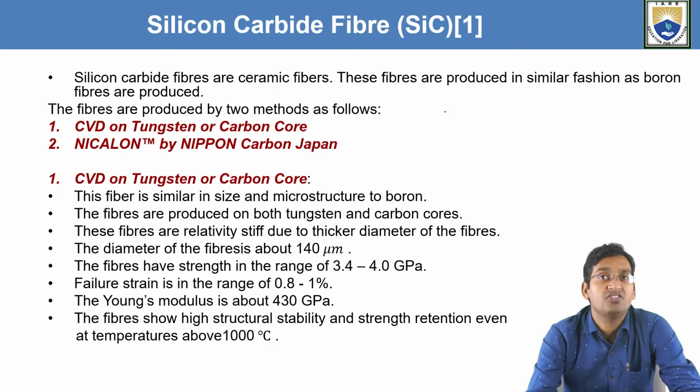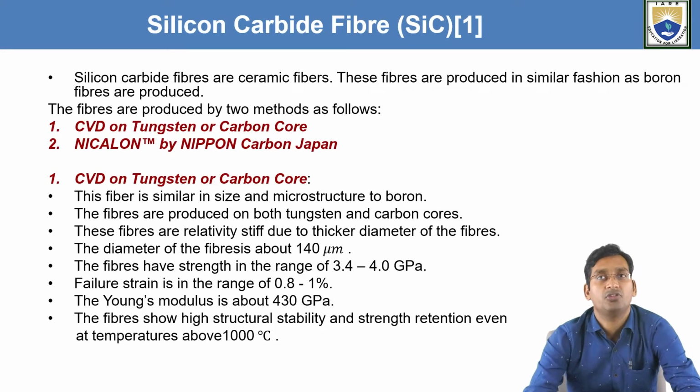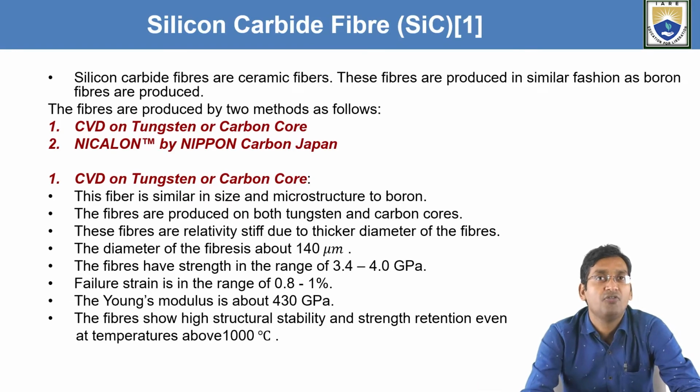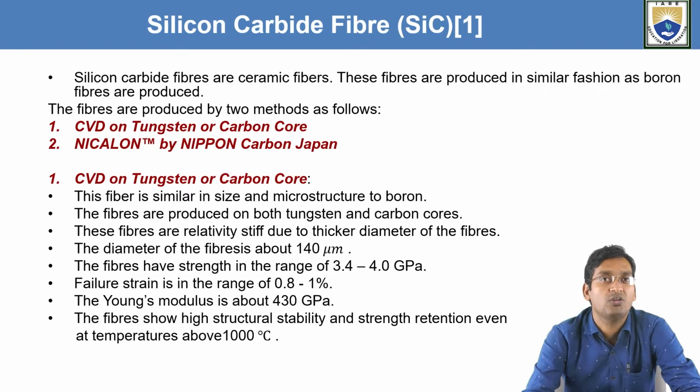These fibers are relatively stiff due to the thicker diameter of the fiber. The diameter of the fibers is about 140 micrometers. The fibers have a strength in the range of 3.4 to 4 gigapascal only, so it's lesser than boron, and boron also has a lesser diameter. This one has a larger diameter and hence it's less flexible. Failure strain is in the range of 0.8 to 1%. The Young's modulus is about 430 gigapascal.